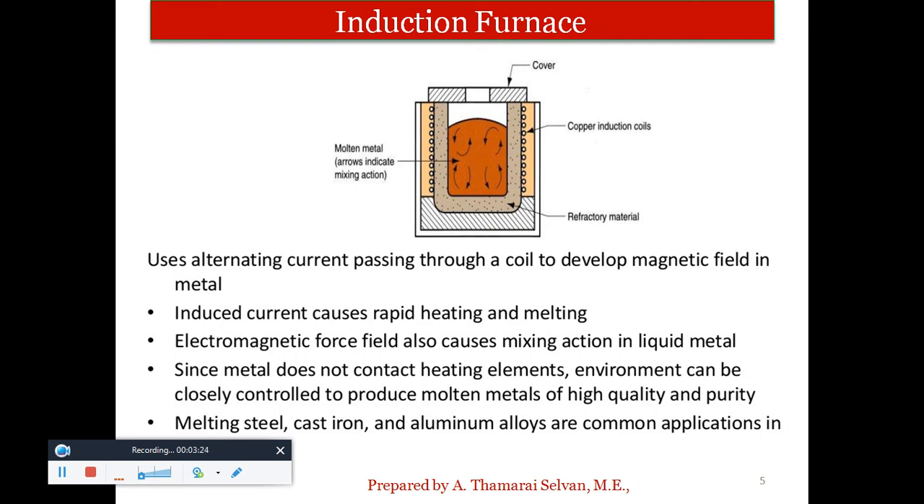And since the metal does not contact the heating filaments, because the heating filament is outside, as you see in the figure, the heating filament is outside the copper induction coils. So it is not in contact with the metal or molten metals. So it can be controlled greatly to produce molten metals of high quality and purity. Generally used for steel, cast iron and aluminium alloys.